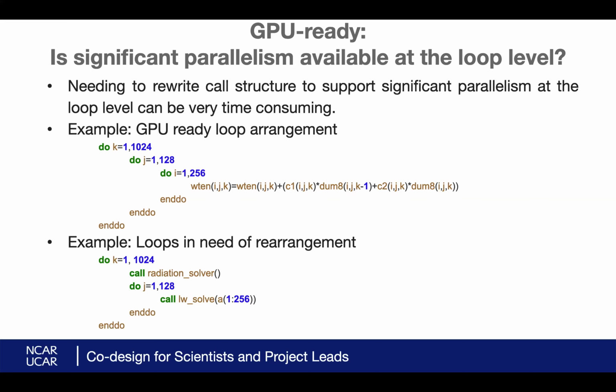Loops that are in need of rearrangement, and this is an example that we made up, but you see it commonly in various different codes, is where the parallelism is strewn throughout. So in this case, you call the radiation solver 1024 times, and within the radiation solver, you call it on a piece. You call LW solve 128 times, and then at the bottom you perform some longwave solve over 256 points.